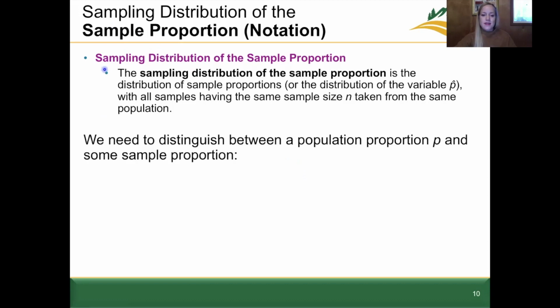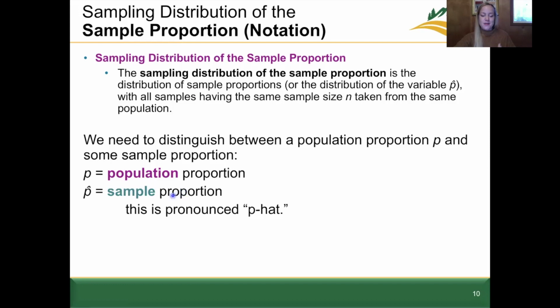So we need to distinguish between a population proportion, or P, and some sample proportion. How we do that is lowercase p in italics is the population proportion. For samples then, we have this notation of p hat. So lowercase p in italics with this hat over it. So p hat is for sample proportions, lowercase p is for population proportions.